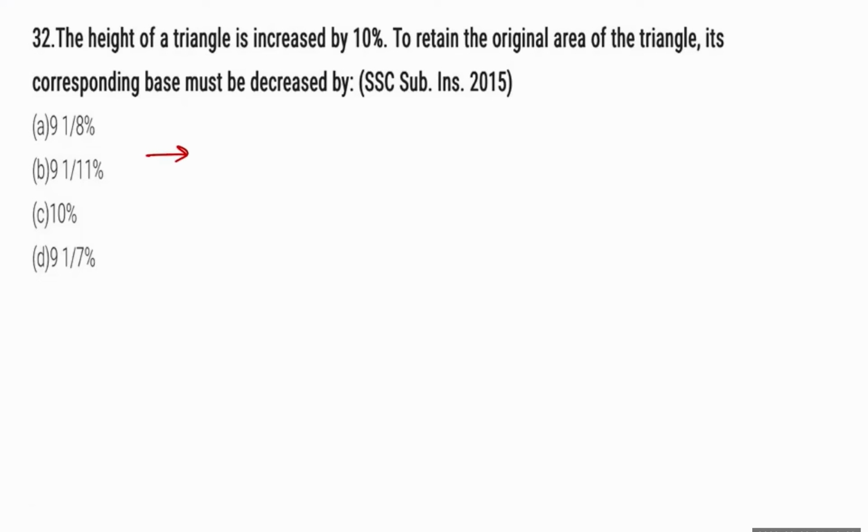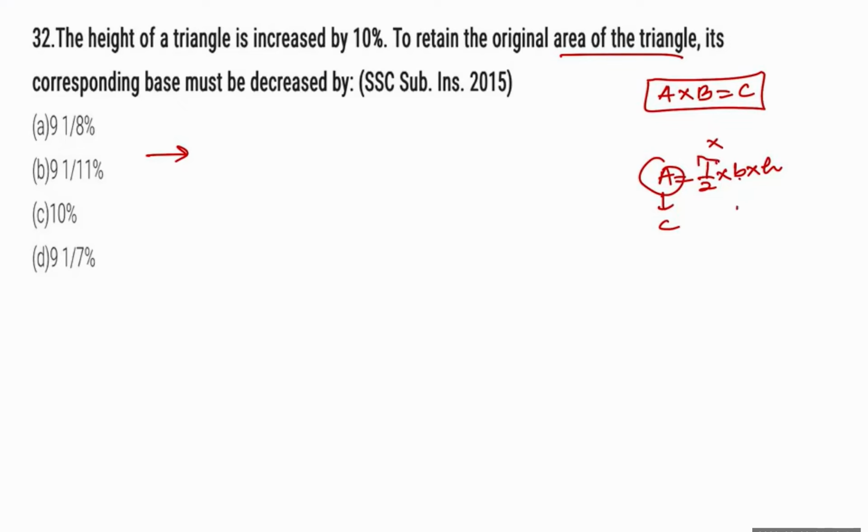Area, what is the question? A into B theory, multiply, then percentage increase. The height of a triangle is increased by 10%. What happens to the area of the triangle? The area of a triangle is half into base into height. Here the area is constant, and half is constant, so base into height is equal to c, which is equal to A into B.